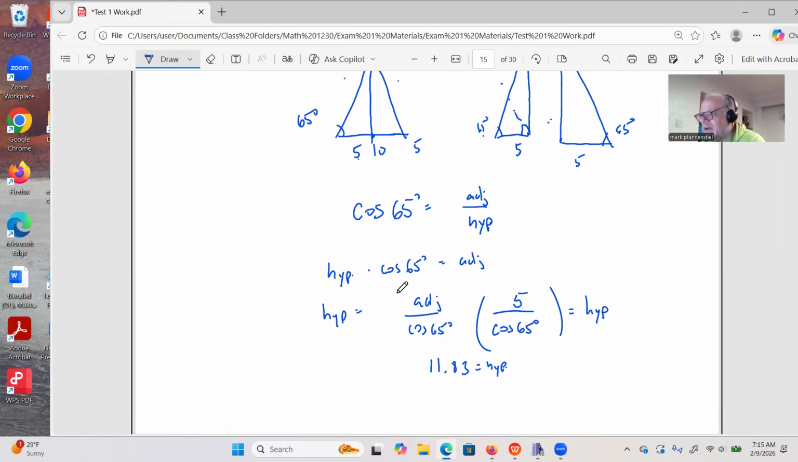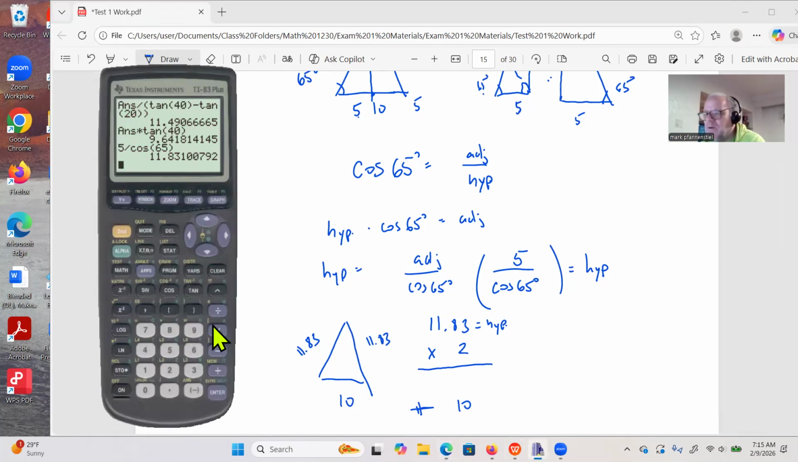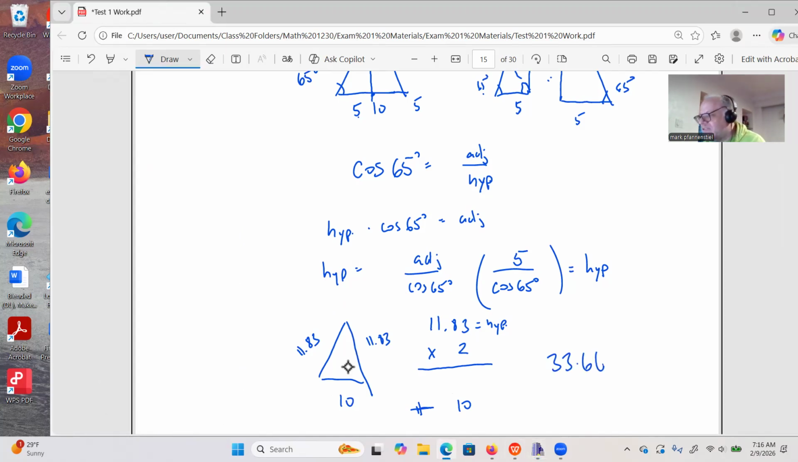And then now we have to figure out the perimeter of the triangle, right? So I know that each of these are 11.83. This is 11.83, and the whole base was 10. Don't go back to do fives. Okay, so it's going to be 11.83 times 2 plus 10. Okay, we have our 11.83. We're going to multiply that by 2. Okay, 23.66, and then we're going to go ahead and add 10 to it. Okay. And we have a 33.66.